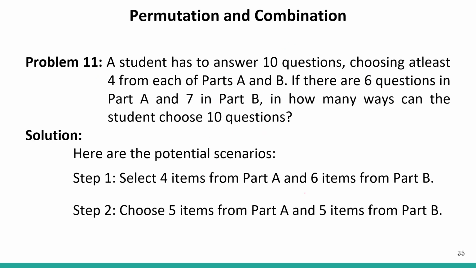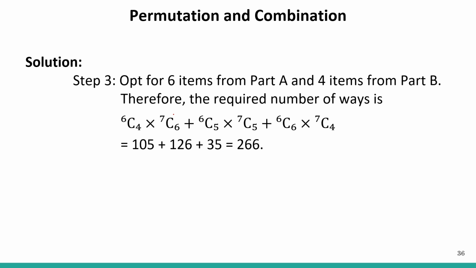So select 4 items from part A and 6 items from part B, and choose 5 items from part A and 5 from B. Summing these all up, what we are left with is 266 as the correct answer.